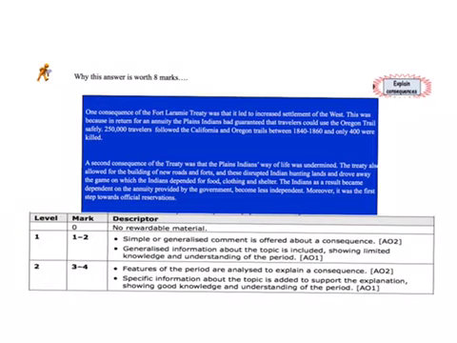If you look at the mark scheme, we can understand why this answer receives the full 8 marks. If you look at what you need for level 2, you need to look at features of the period and analyse them to explain a consequence. You need specific information about the topic to add supported explanation and show good knowledge and understanding of the period. If you look at each of these paragraphs, you can see each one specifically outlines a consequence of the treaty, then gives supporting information and knowledge that explains the consequence. It is done in both paragraphs to a degree that it achieves 8 marks.